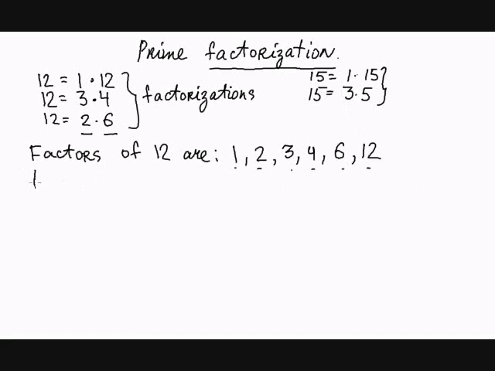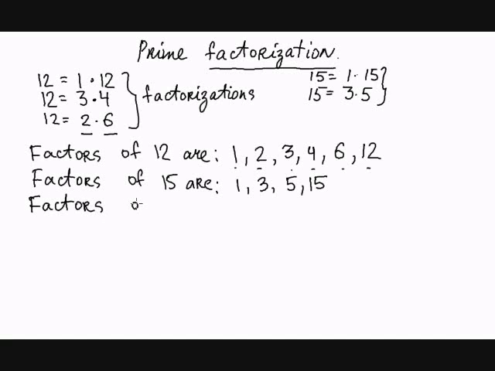So let's write the factors of 15. Factors of 15 are, as you can see, 1, 3, 5, and 15 itself. So all these numbers are considered to be factors of 15. And let's do another one. Let's, for example, write factors of 13. Well, let's try to factor 13.